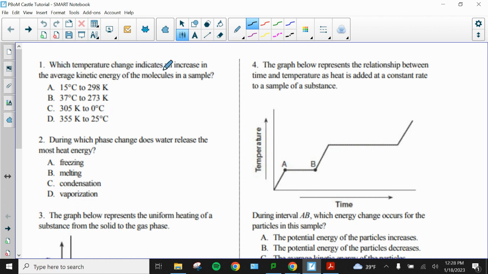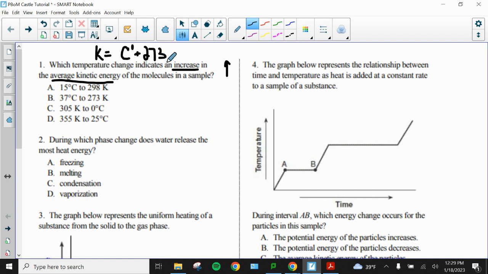So change in temperature indicates an increase in average kinetic energy. Increase in average kinetic energy means the temperature is going up. The issue that we have here, though, is that my temperatures are in different units. So we need to, using the reference table, K equals degrees C plus 273.